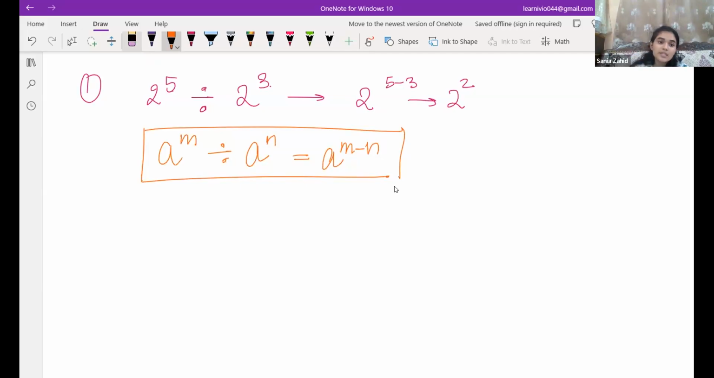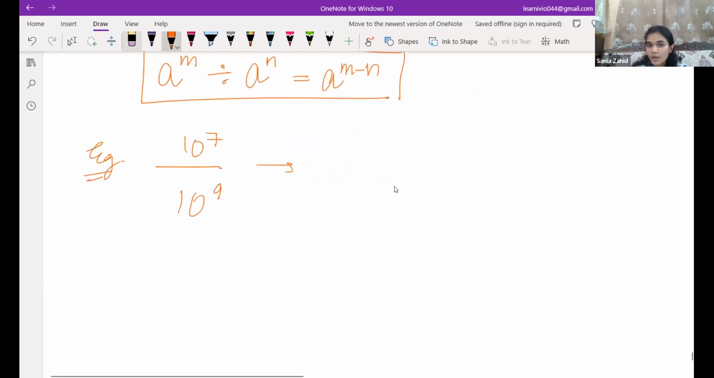Now, for example, I say, solve this. 10 to the power 7 divided by 10 to the power 9. Children, this form can also be there. This is also division only. So my answer will be 10 to the power 7 minus 9. Do not do 9 minus 7 because 10 to the power 9 is your denominator. So 10 to the power 7 minus 9. First for the numerator, then for the denominator. And your answer becomes 10 to the power minus 2.